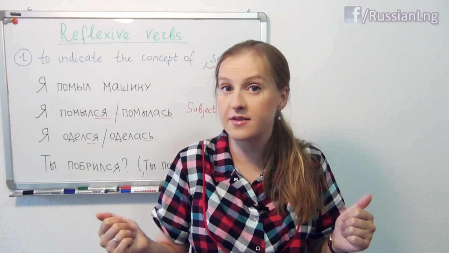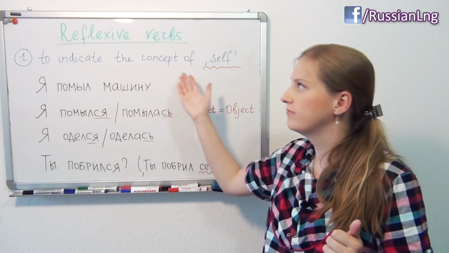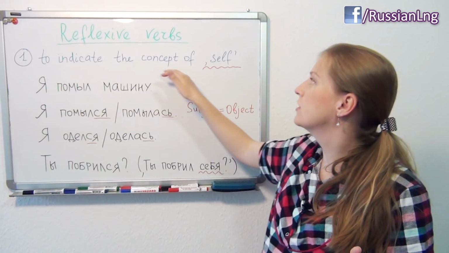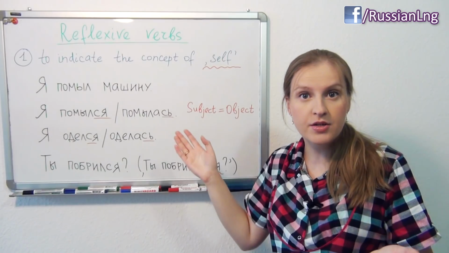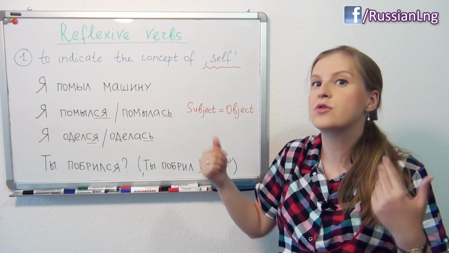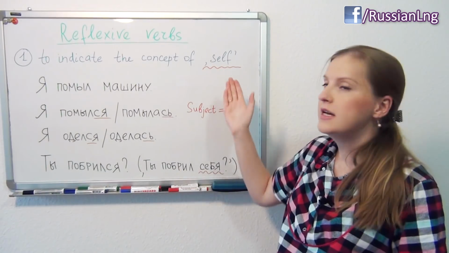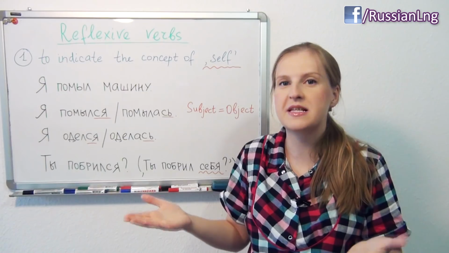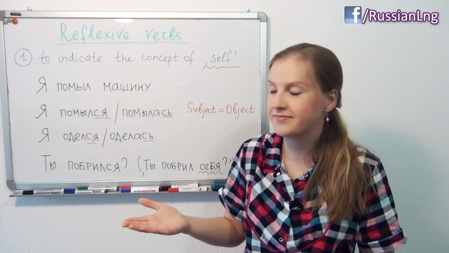What are reflexive verbs? We use reflexive verbs to indicate the concept of self. So in English, we would say to wash yourself, to shave yourself, and so on. Self. Not necessarily yourself, but myself, himself, themselves, and so on.